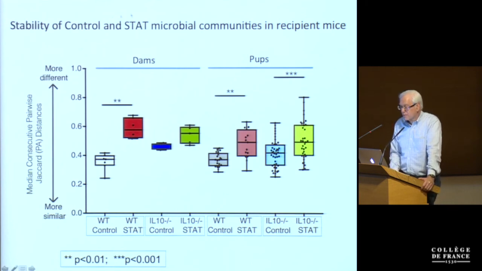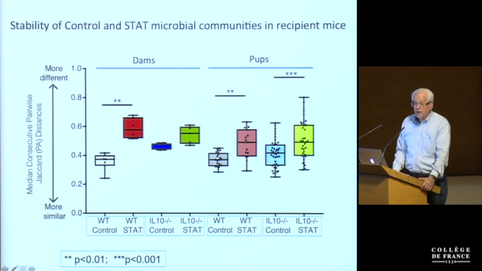Here we're looking at the stability of the microbial community in the recipient mice, whether they got the control inoculum or the antibiotic-perturbed inoculum, whether they were wild type or IL-10 deficient. And here we're looking at the Jaccard analysis of distances. The higher the distance, the greater the instability of the community. And in each case, the antibiotic-perturbed microbiota led to increased instability, first in the mothers, then in the pups.